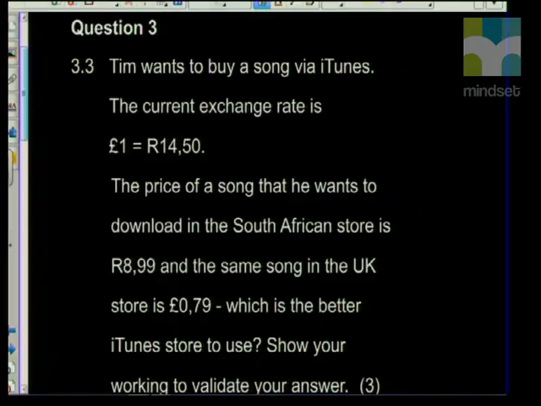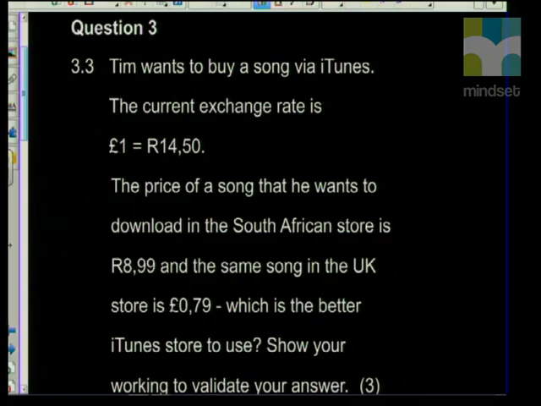Tim wants to buy a song via iTunes. The current exchange rate is £1 to 14 Rand 50. The price of a song that he wants to download in the South African store is 8 Rand 99, and the same song in the UK store is 79p, or £0.79. Which is the better iTunes store to use?